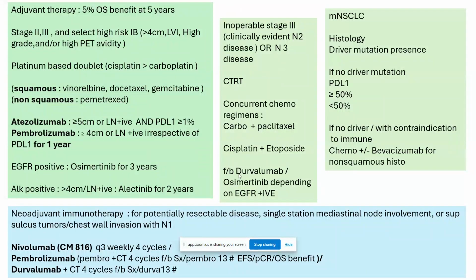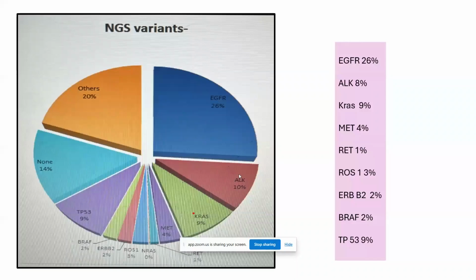Then the major chunk of lung cancer that we see in our clinics is formed by the metastatic NSCLCs. In that, treatment is driven by histology and the presence of driver mutation. If the patient is not having any driver mutations, then we go by the PDL1 status, having less than 50% or more than 50%. If the patient has a driver mutation, then we treat accordingly. So this is an organogram of our institute, wherein we saw around 26% EGFR mutations, 8% ALK mutations, 9% KRAS mutations, 4% MET.